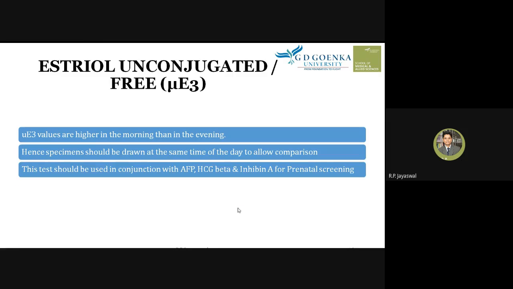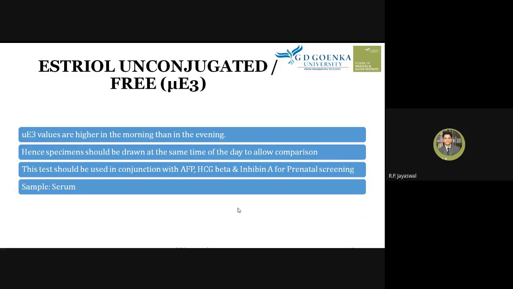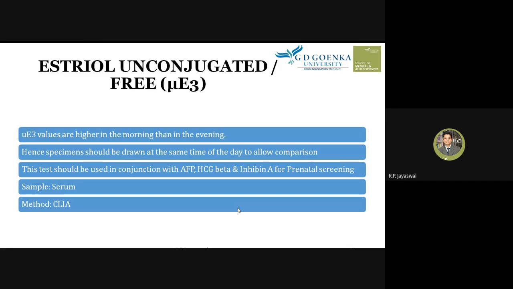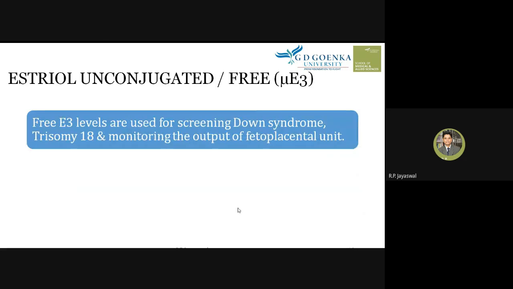The test should be used in conjunction with alpha fetoprotein, HCG beta and inhibin A for serial screening. So the estriol test is done in conjunction with alpha fetoprotein or HCG, or sometimes inhibin A, which is one of the test parameters done in the quadruple test. The sample taken for estriol detection is serum, and the method we use is the CLIA method. Free estriol levels are used for screening Down syndrome, trisomy 18, and monitoring the output of the feto-placental unit.